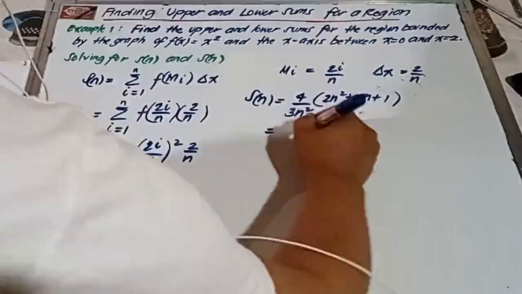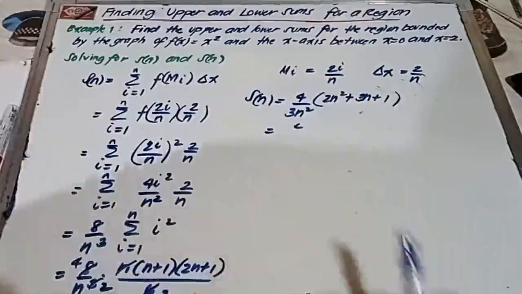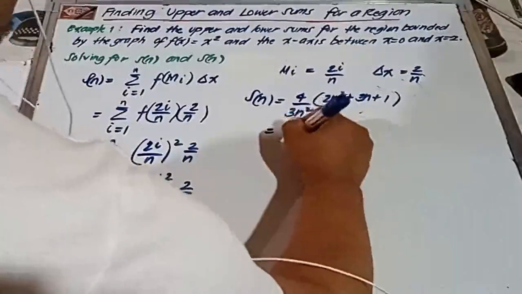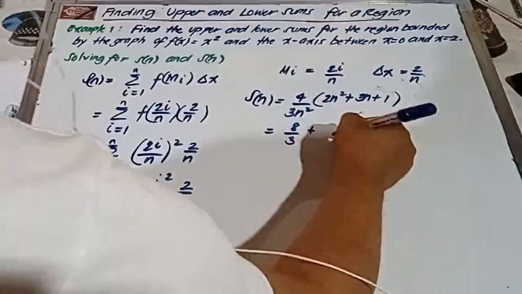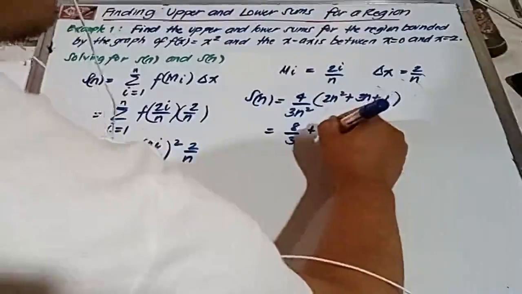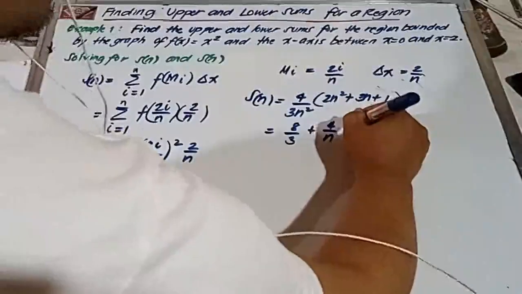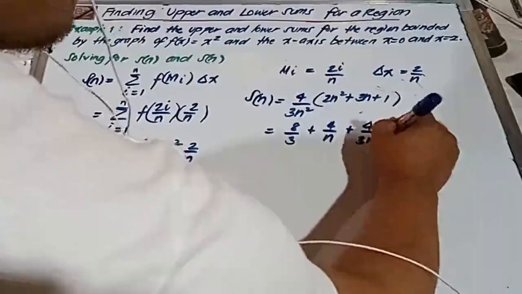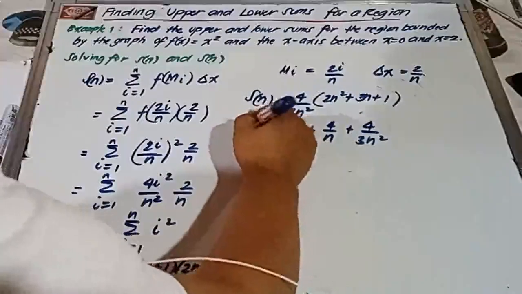Again, so we have 8. Expand natin. That is 8 over 3 plus, cancel yung 3, so 4 over n. Okay, plus 4 over 3n squared. Okay. So ito yung ating upper sum.